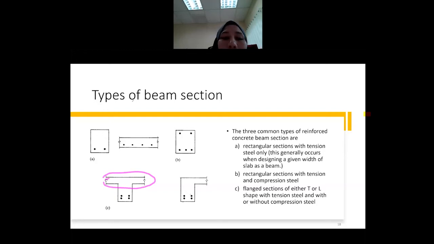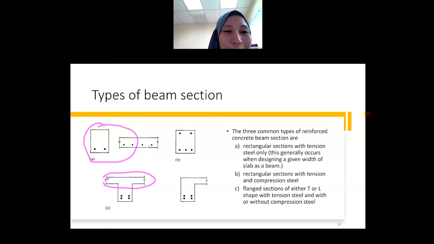This one you don't need to worry about. We don't study calculating this. We only study calculating this one. But we will also check this to make sure it doesn't become like this. Actually, if you are constructing something and you want a small beam size, there is a possibility you have to design it like this. But if beam size doesn't matter, as long as it can resist the load, then it is the first type here.